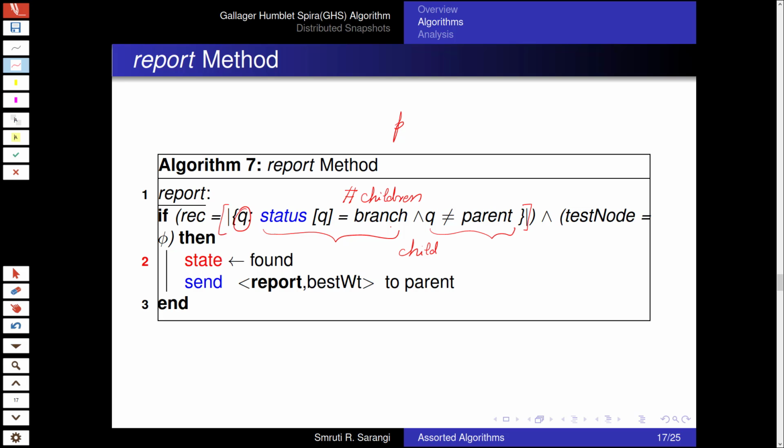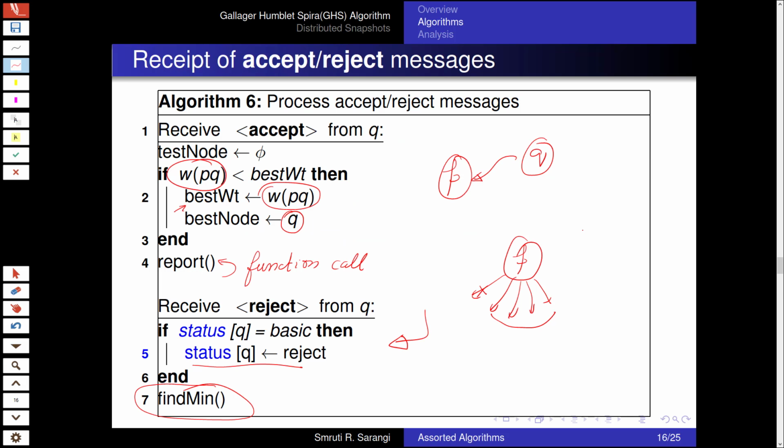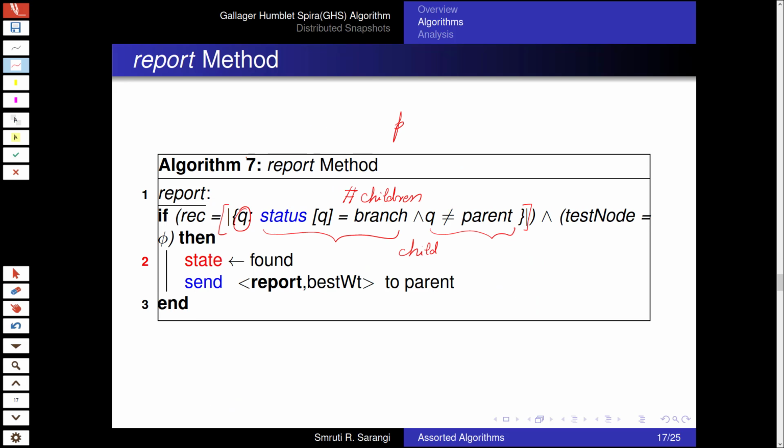So if rec is equal to the number of children, which basically means that, similar to the leader election algorithm, we had discussed leader election in trees where all the children send their values to their parent. And then it kind of propagates up the tree. So this is basically saying that, look, if I have received a message from all my children and test node is null, so when do I set the test node to null? When I receive an accept message or when I find that none of my neighbors fit the criteria, which basically means that no outstanding test message is there.